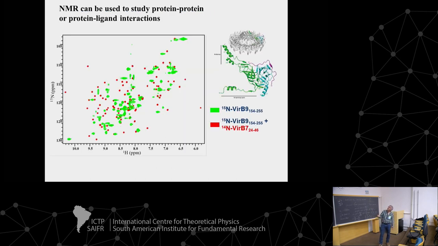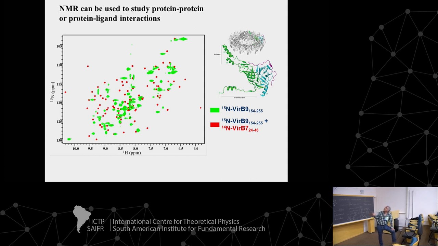Okay, but NMR can give you other information that might not be that easy to obtain from crystallography. For example, you can look at one protein, in this case, VIRB9. Okay, this is a system that we're studying. I'm not going to talk about exactly what's going on here, but basically we're looking at the blue molecule whose NMR spectrum is in green, okay, on its own. And then when we add this purple molecule here, the green molecule's spectrum turns to the red spectrum. So you can see that the structure of the green molecule on its own, and in the presence of this purple domain here, is totally different.